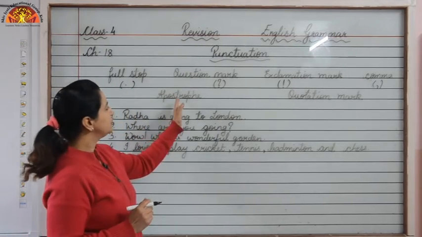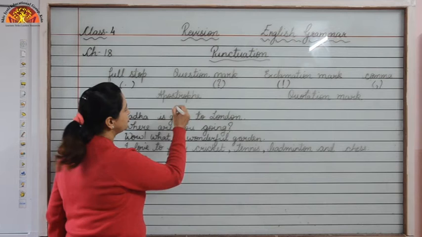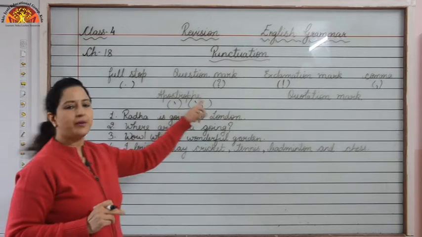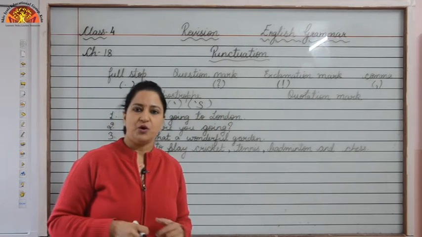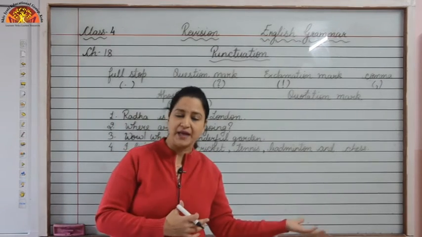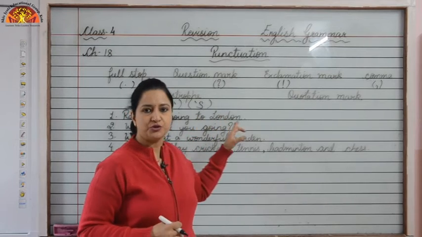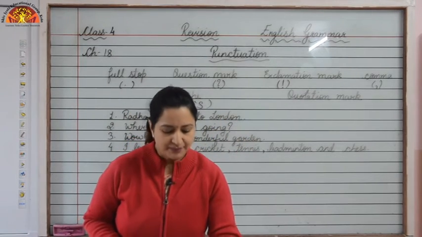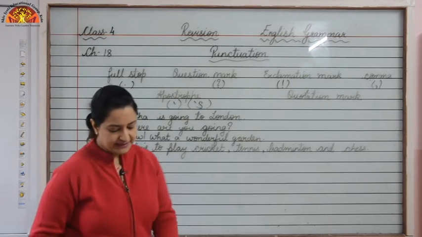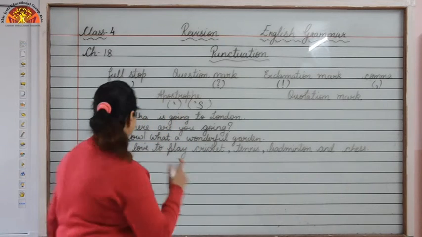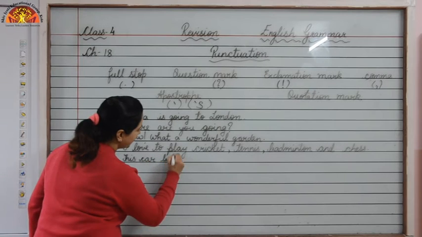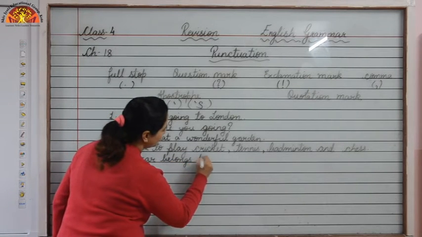Now moving to apostrophe. Now what is the sign of apostrophe? This, and this is apostrophe S. Apostrophe or apostrophe S. Now where to use apostrophe or apostrophe S? When we want to show something belongs to someone, then we use apostrophe or apostrophe S. Now I am giving you some examples. For example, this car belongs to Ram. Here I am writing, this car belongs to Ram.